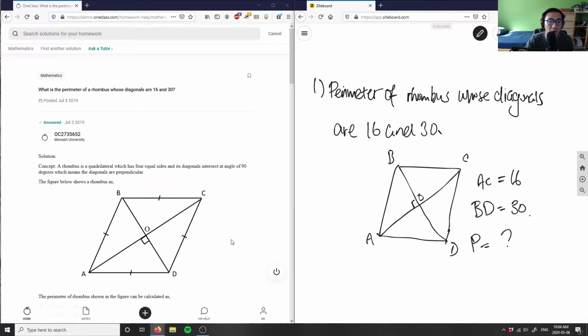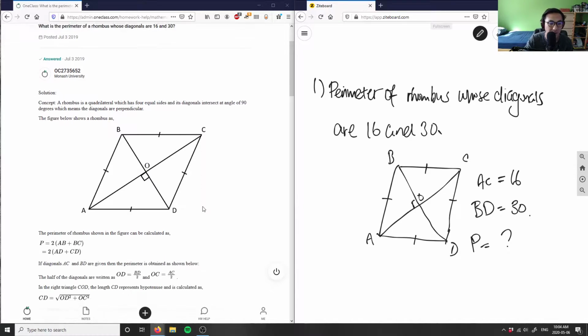If you remember, a rhombus is a quadrilateral with 4 equal sides, right? And its diagonals intersect at an angle of 90 degrees, which means the diagonals are perpendicular. That means all these sides are equal: B to C, A to B, A to D, and C to D. So the perimeter is simply 4 times the length of one of these sides.